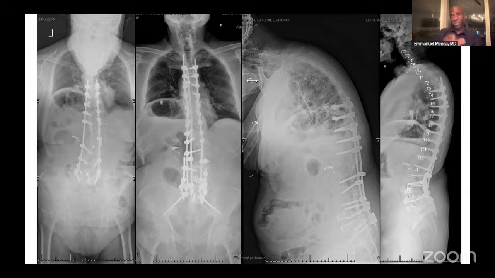Immediately after the second surgery, it was done on a Saturday, and Saturday night he actually called me on my cell phone and said, "I feel great. My leg pain is gone. I've been able to get out of bed." And to date, he's doing very well.